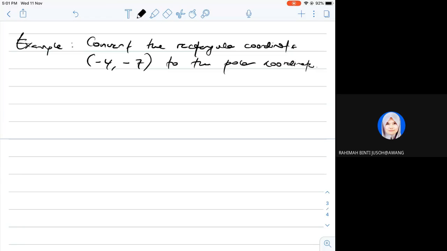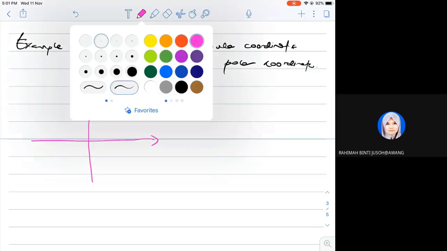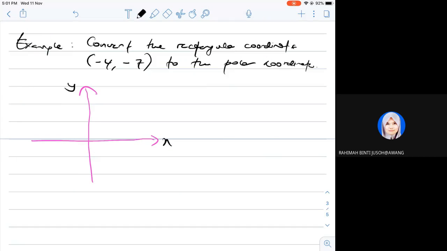Let's say we plot the coordinate, negative 4, negative 7. Where is the position of this coordinate? Third quadrant. Okay, good, third quadrant, x and y, so negative 4, negative 7. Let's say this is the coordinate. Negative 4, negative 7. So here.